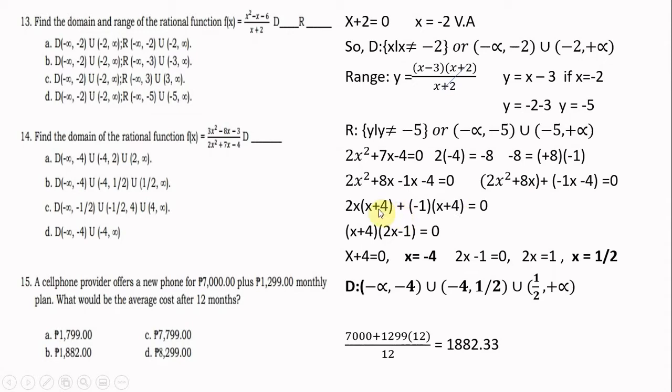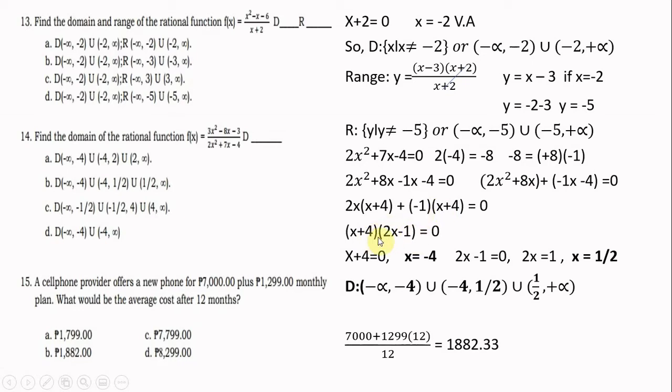So if you look, there are two common factors of this solution. It is x plus 4. We have here x plus 4. Okay, the common binomial factor is x plus 4. So this one divided by x plus 4, the answer is 2x. And this one divided by x plus 4, the answer is negative 1.